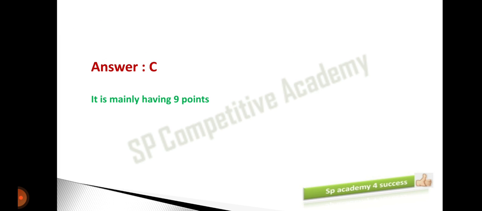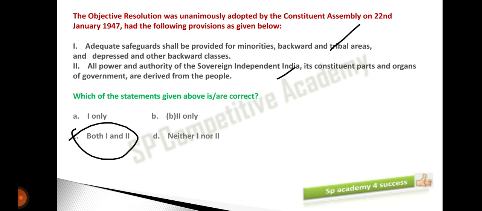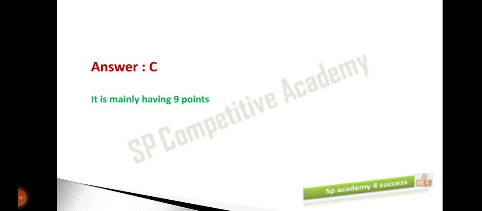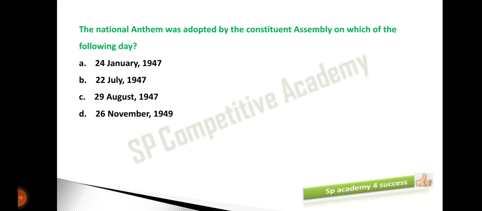And let me tell you guys here, in this objectives of resolution, mainly it is having 9 points. Okay, I'll prepare a separate session for this where we will discuss about all the 9 points of the objectives of resolution some other time. But for now, just remember that in the objectives of resolution, we are mainly having 9 important points, and 2 of the 9 important points we have already discussed here. Right, in this way you all have 9 important points. Let's move on to the next MCQ quickly.